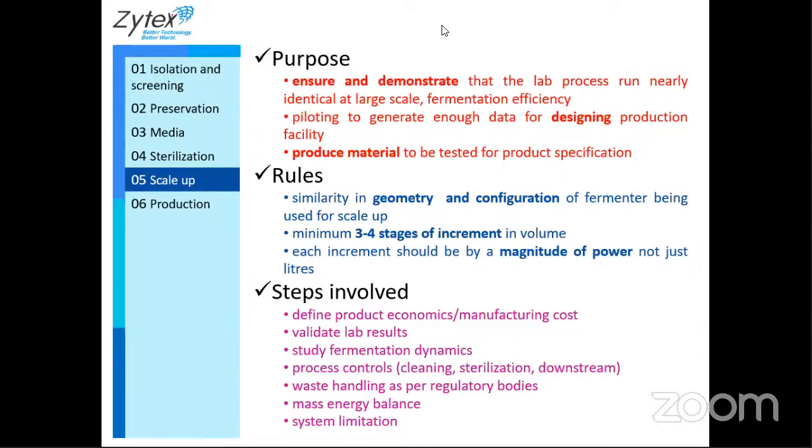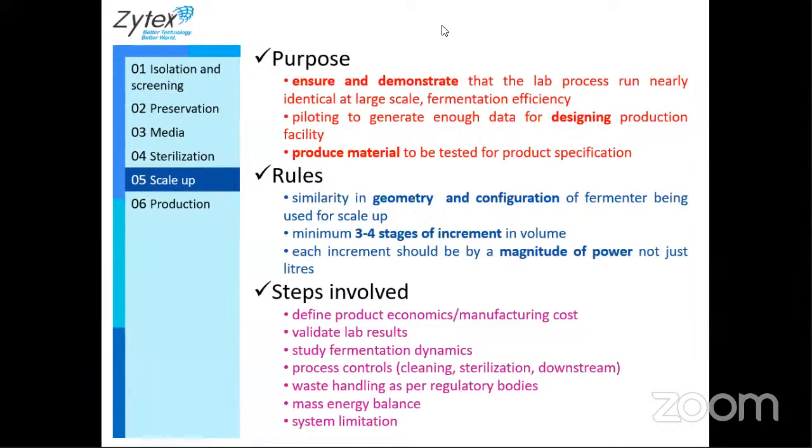Then what are the steps involved? If I'm an industrialist, I have to check what is the manufacturing cost. During this scale up, are my lab results getting validated? I was getting maximum protease production in a flask. But when I scaled up, I'm getting 50% protease production. So that should not happen. It may happen, but during the scale up, we have to optimize the process. And this is what process optimization also means.